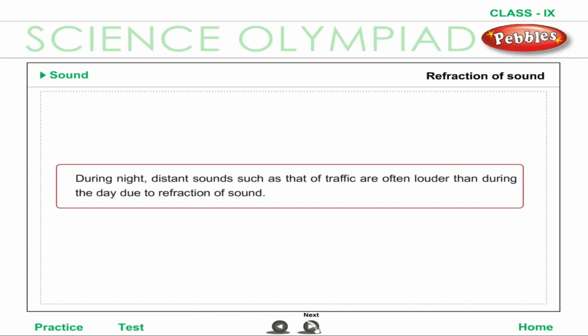Refraction of sound. During night, distant sounds such as that of traffic are often louder than during the day due to refraction of sound.